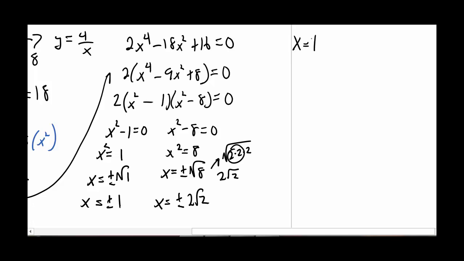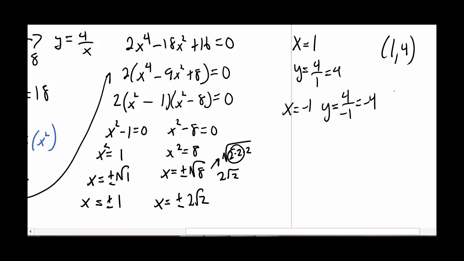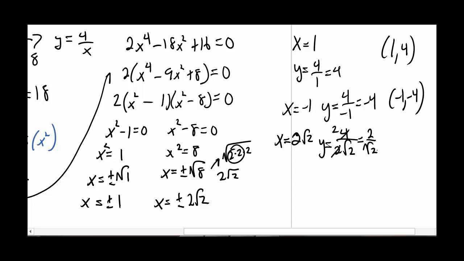So when x is 1, I get y equals 4 over 1, so I get 4. So 1 comma 4 is a solution to this system. Then we get x equals negative 1, and so y equals 4 over negative 1, which gives me negative 4. So negative 1 comma negative 4 is a solution to the system. Then we have x equals positive 2 square root 2. So y would be 4 over 2 square root 2, and the 2 divides into the 4, so I get 2 over square root 2.